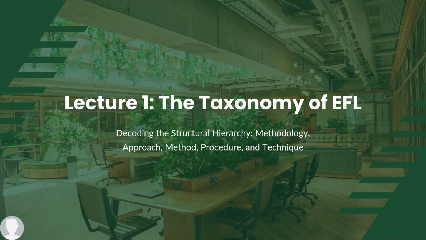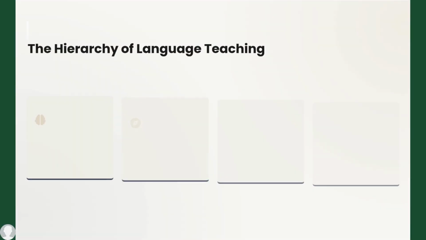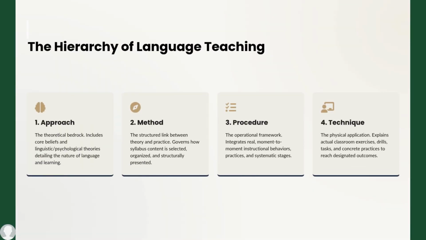Let's begin with Lecture 1, the taxonomy of EFL. How do we decode the structural hierarchy of language instructions? Basically, we categorize it into four distinct levels. The first one is approach, which is the theoretical bedrock incorporating core linguistic and psychological theories regarding the nature of language and learning. The second one is method, which is the organizational bridge that links theory to practice, governing how syllabus content is selected and structured.